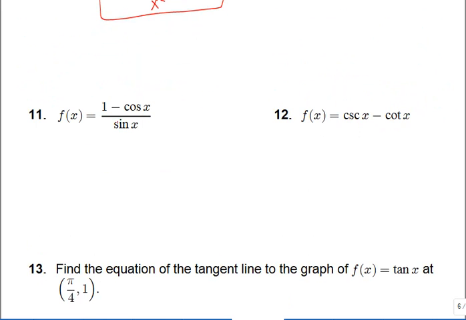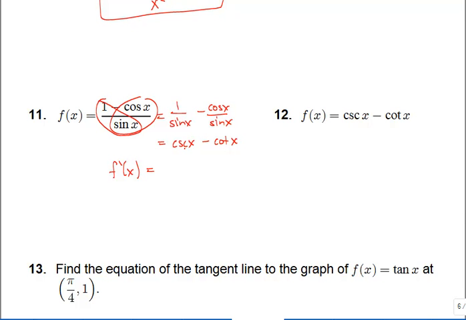Alright, next example. Here we have our quotient again. Now there's options here. If you stick with the quotient rule, then you can just jump right in. The other option is to notice that this is the same as 1 over sine x, minus cosine x over sine x. And 1 over sine x we know is cosecant, and we know cosine over sine is cotangent. So if you rewrote this, then the derivative here would just be the derivative of each of these two pieces.